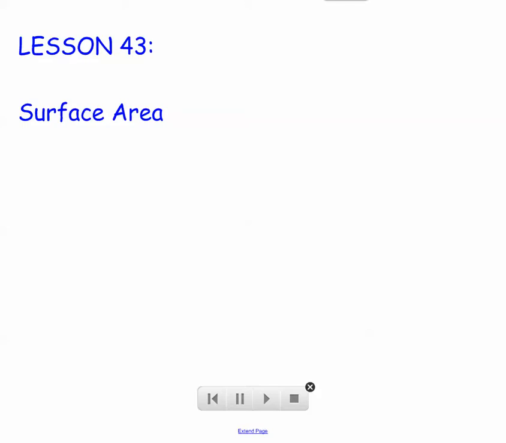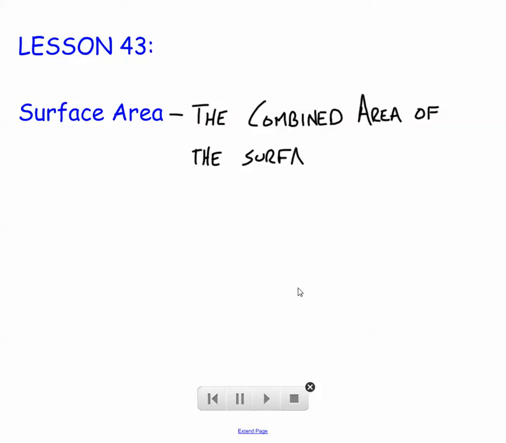Today we're going to continue with some geometry and specifically surface area. Let's define surface area to start. The combined area of the surfaces of a solid. So the top, the bottom, and all the sides, when you add up all their areas together, that's what combined means, add. So when you add up all the area of all the surfaces, you have the surface area.